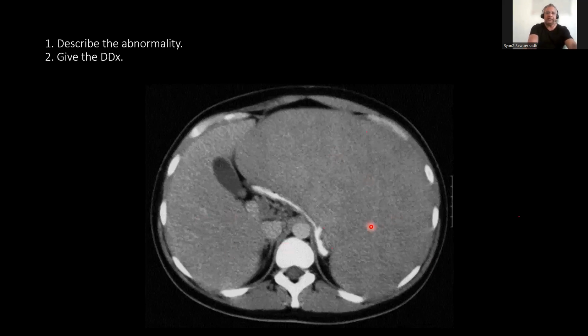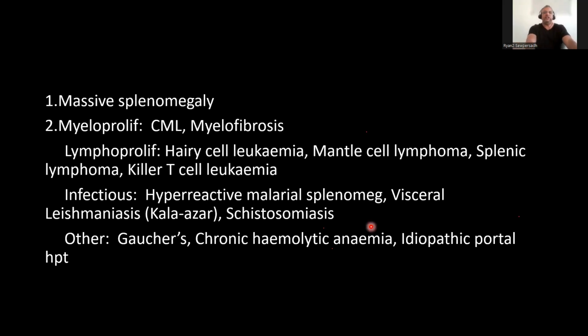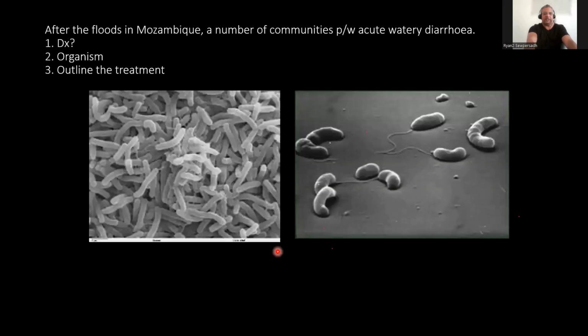As you can see, a huge spleen. So the way you think about splenomegaly is massive, moderate, and small. Massive means more than 8 centimeters or crossing the midline. Moderate is between 4 to 8 centimeters, and anything under 4 centimeters is mild. Okay, and so differential here, you got to say CML, myelofibrosis, also hairy cell leukemia. What about tropical malaria syndrome? What about Gaucher's? You guys know the deal, right?